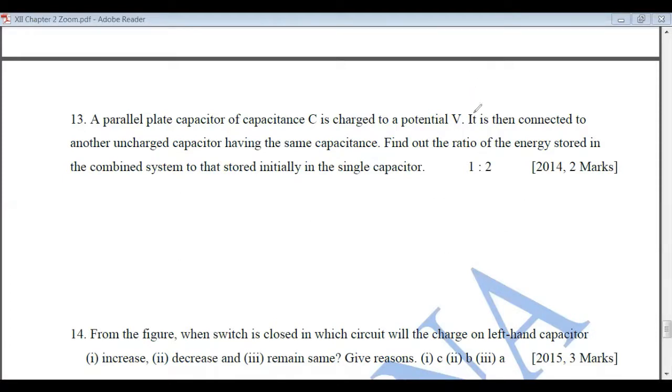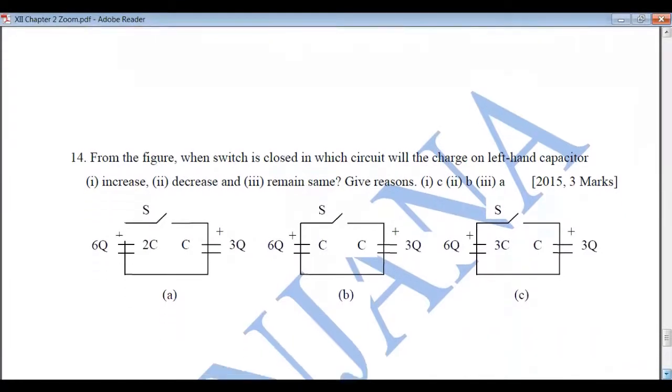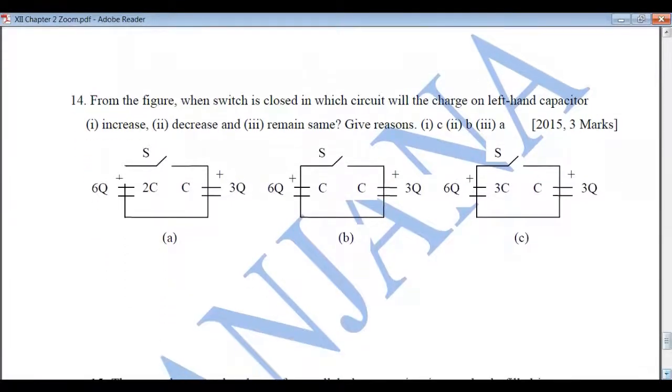Question number 14 is from the figure. When the switch is closed, in which circuit will the charge on the left hand side capacitor increase, second part is decreasing, and the third part it remains the same. Okay, now three figures are given over here. In the first figure, the charge on the first capacitor is 6Q and its capacity is 2C. Whereas in the A figure, on the right hand side capacitor, C is the capacitance and 3Q is the charge. So let's find out the potential in the A figure.